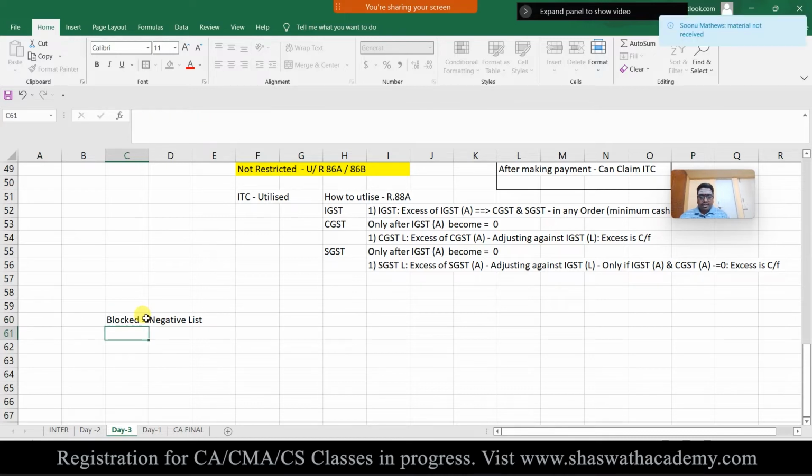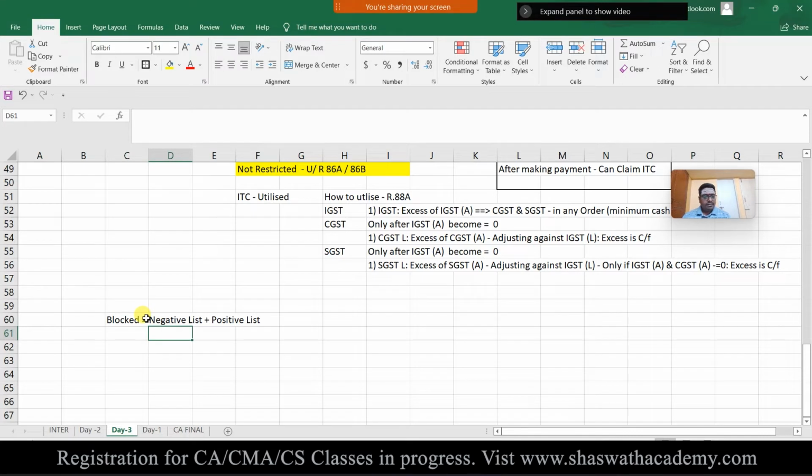But what is the beauty? This is not only carrying the negative list, but it is also going to give me the positive list. Meaning thereby, blocked credit is a combination of what is not eligible and exception to what is not eligible. My dear brothers and sisters, tell me, exception to what is not eligible becomes what? Eligible. Is it not, my dear? Everybody. Exception to ineligible means it's eligible, right? Yes, sir. Right. Therefore, it is going to consist of both.